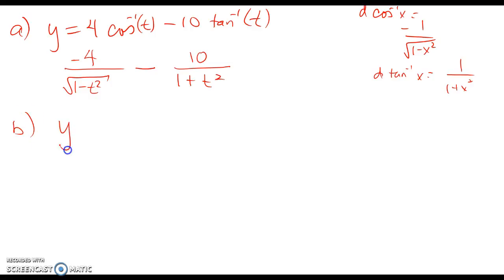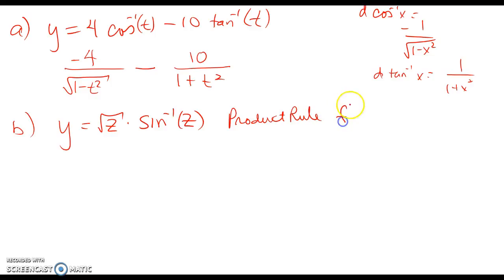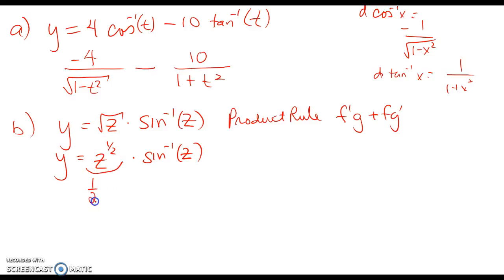B. Y equals the square root of z times sine inverse of z. So here we'll have to use the product rule, right? Which is f prime g plus f g prime. I like to rewrite the square root of z as z to the 1/2, because to me it's easier to differentiate. So we'll do the derivative of f, which is 1/2 z to the negative 1/2 times g, which is this, plus z to the 1/2, that's just f, times the derivative of g.